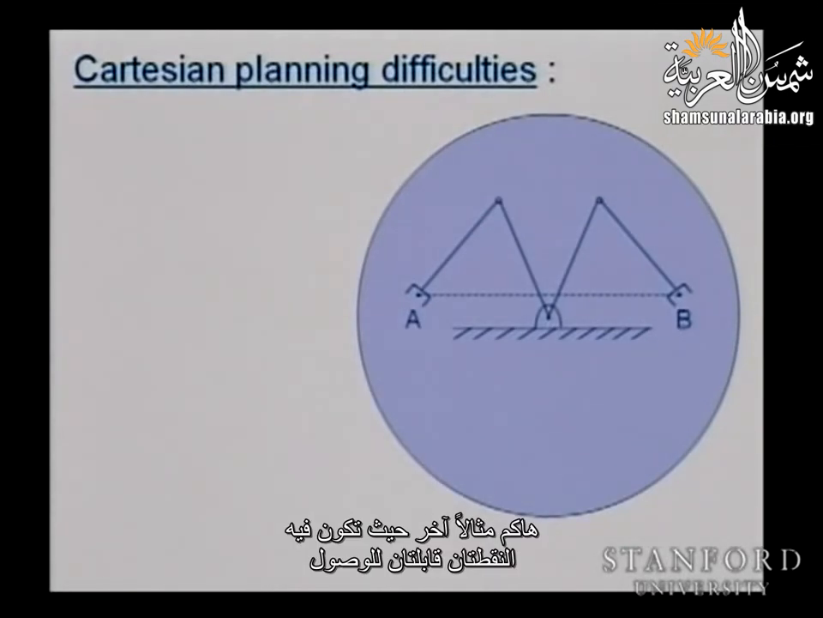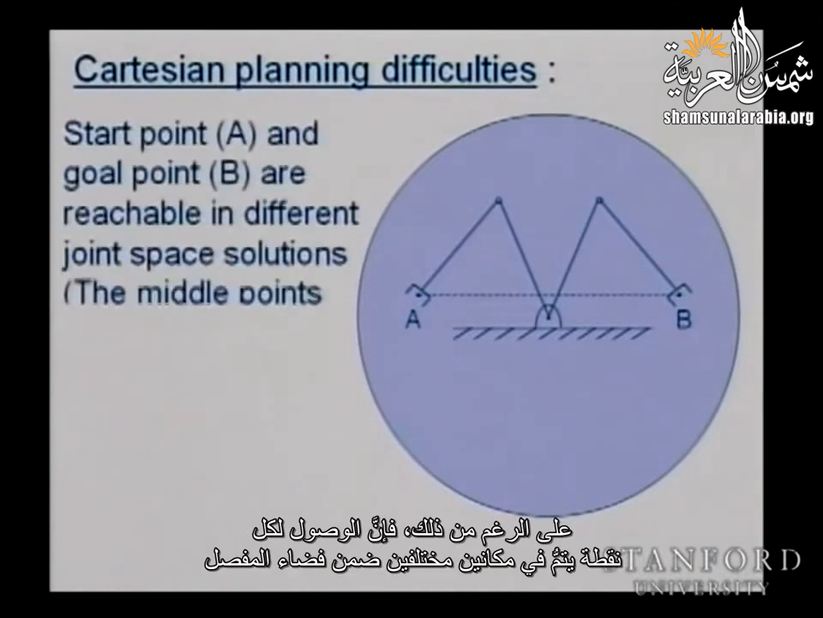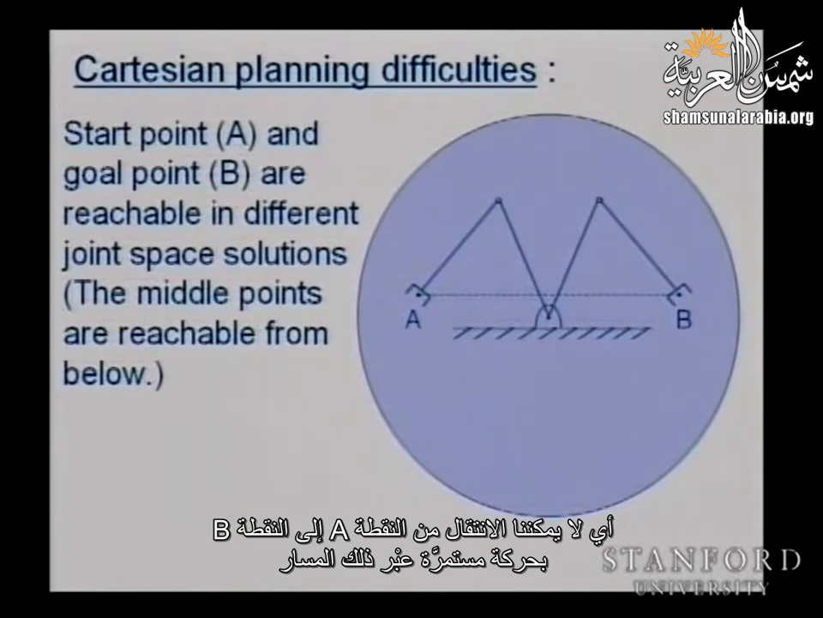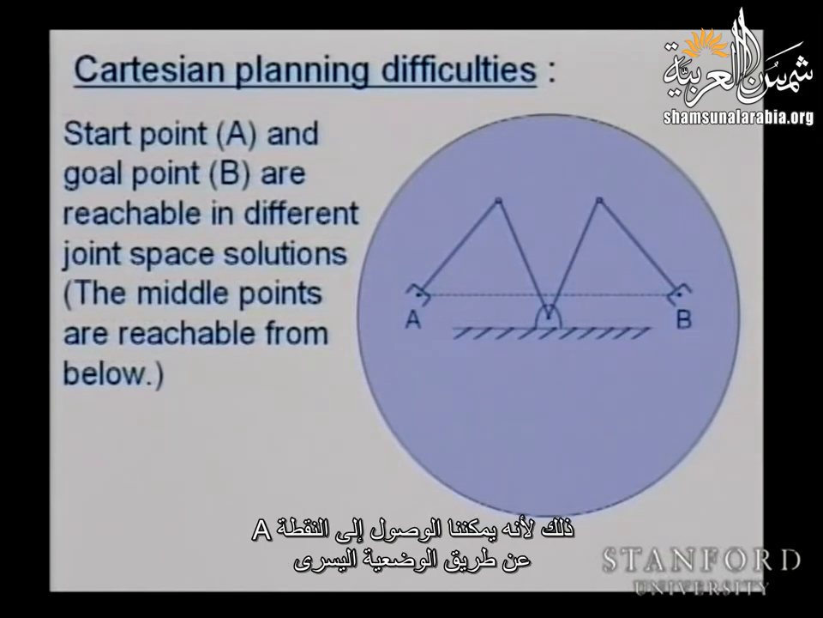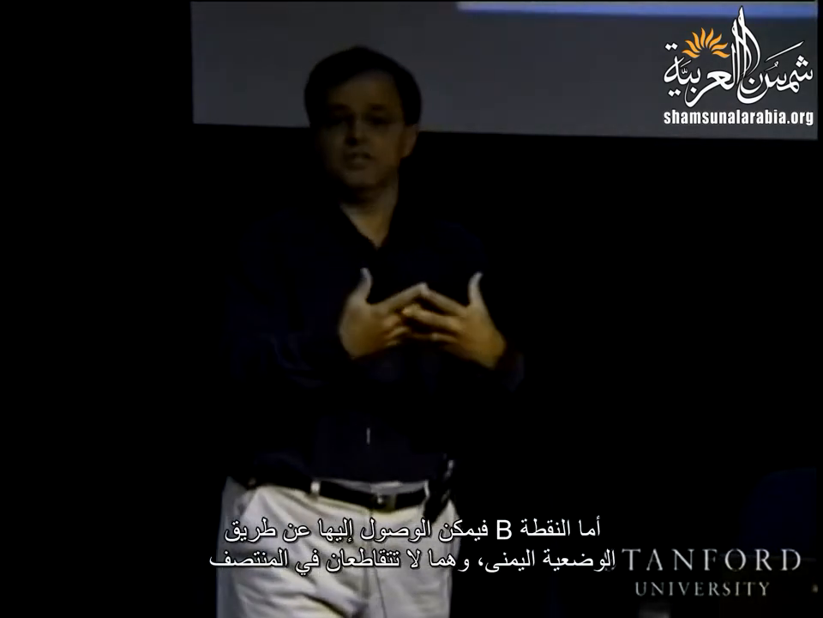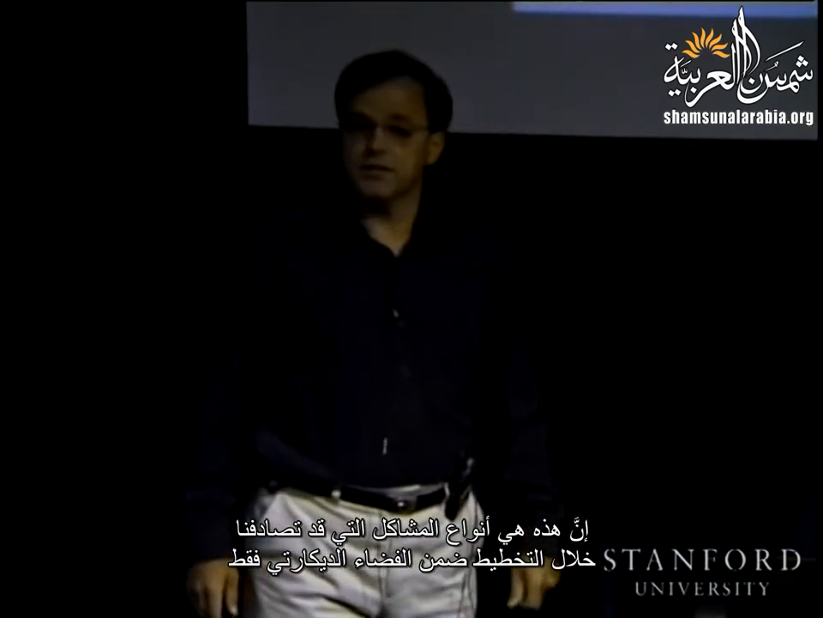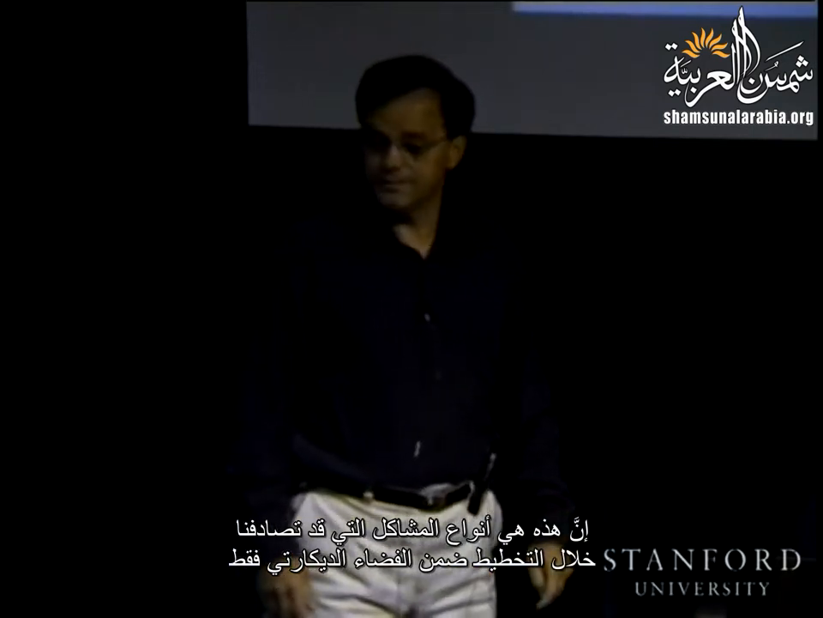So here is another example in which both points are reachable. Everything along the path is reachable without infinite velocities. However, the two solutions are reachable in two different joint space areas. So we cannot go from point A to point B in a continuous motion along that path, because point A is reachable from the left configuration, if you want, and point B is reachable from the right configuration, and they are not intersecting in the middle. This is the type of problem that we can encounter when we are planning in Cartesian space only.